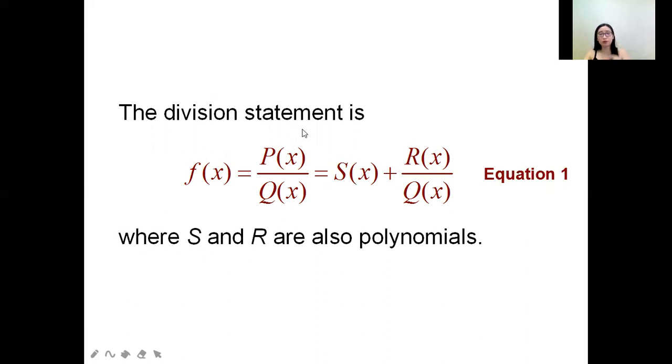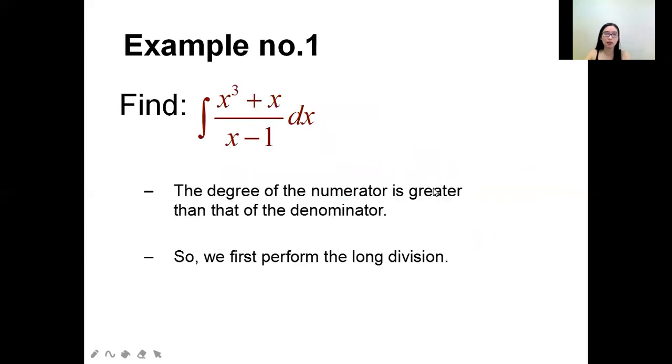So, if you have an improper function, for example, the degree of p of x is greater than q of x, imo asyang i-perform ang long division, so nakakuha ka og whole na function, mao na ni si s of x, plus din mo sa remainder over the denominator. This is our equation 1. So, for example, ingon ani ang setting sa ato ang example. So, integral of x cubed plus x over x minus 1 dx.